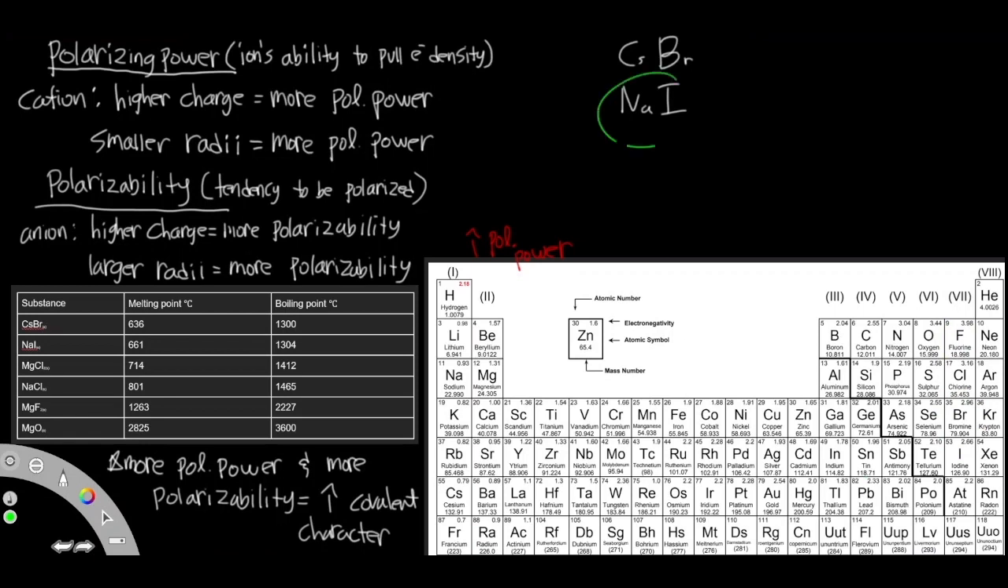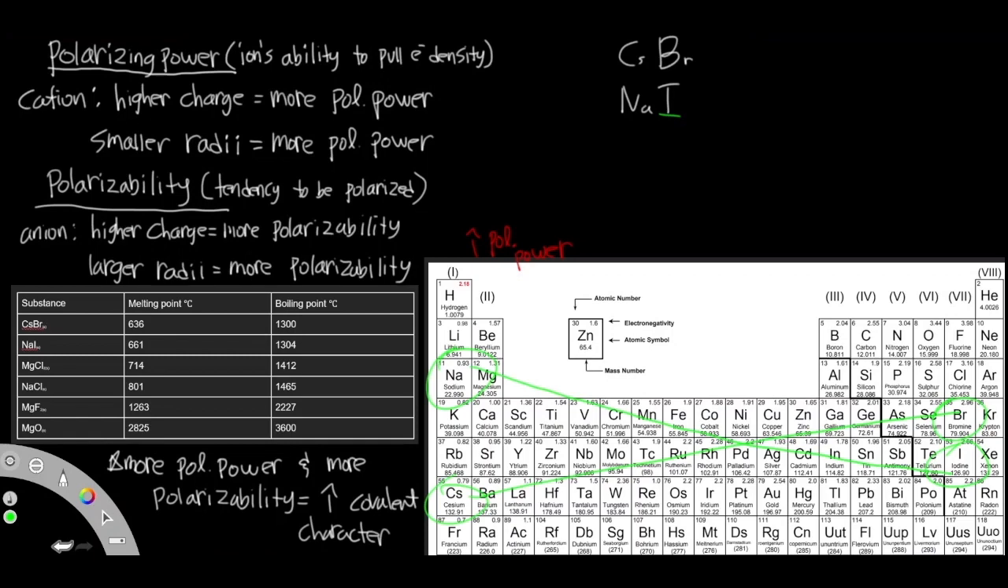Let's compare that with, let's say, NaI. Sodium is up here, so higher polarizing power over here. And the iodine, though, has high polarizability. And both of these examples are within the same range. Cesium to bromine is kind of here, and you can just visually look at it. And then the Na and the I, it's kind of here. They're kind of in the same area in retrospect.